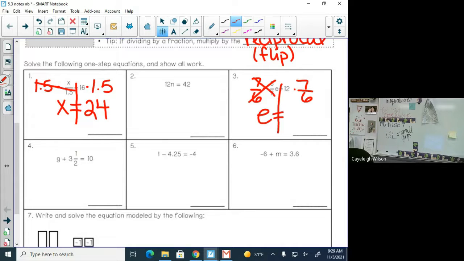And then you can just use your calculator or whatever, but 12 times 7/6 is 14. But you don't need to calculate for this, because look, what's 12 divided by 6? 2, and what's 2 times 7? 14. That's where it came from.